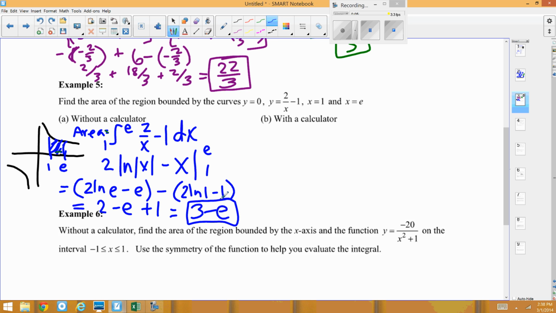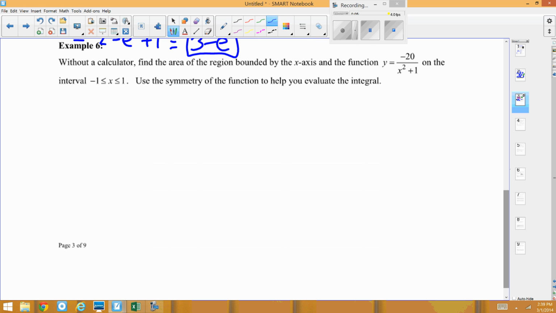There we go. And we didn't have to worry about any negative regions. It's all above the x-axis. Same thing with a calculator here. You're going to say the area equals the integral from 1 to e of 2 over x minus 1 dx. Okay? And hopefully you know how to type that into your calculator. All right, so now this last one, we have a graph.